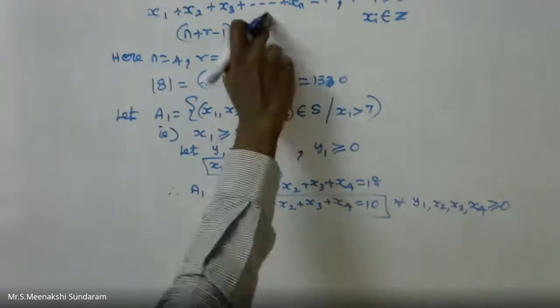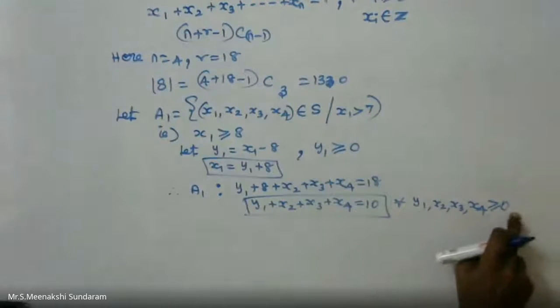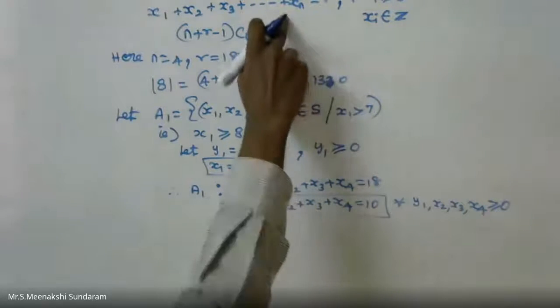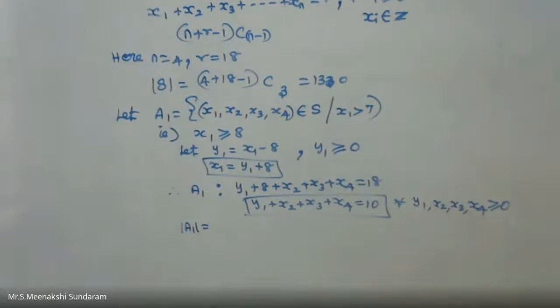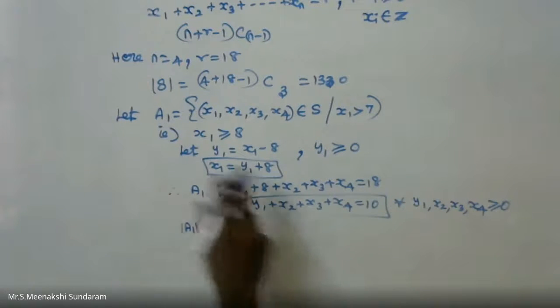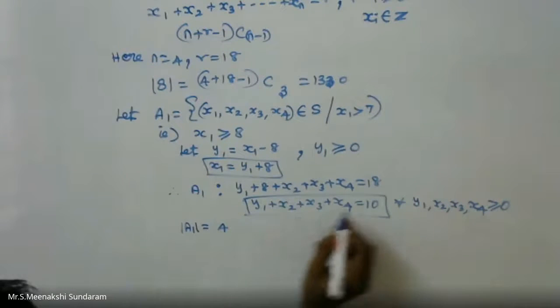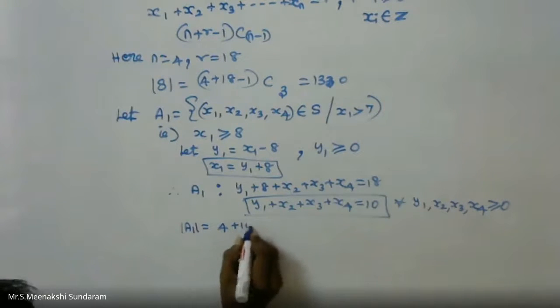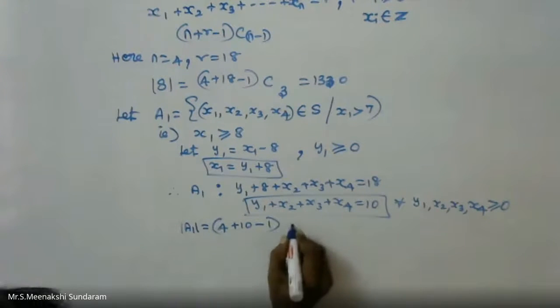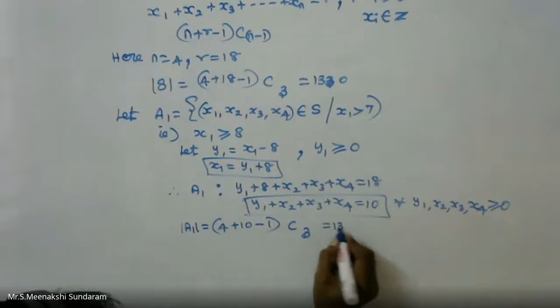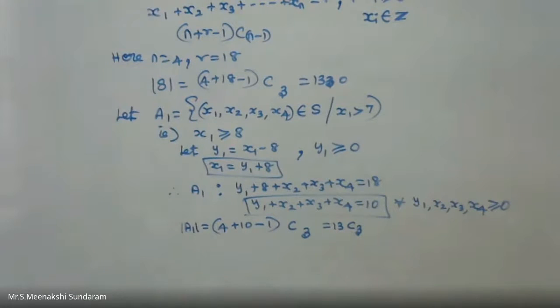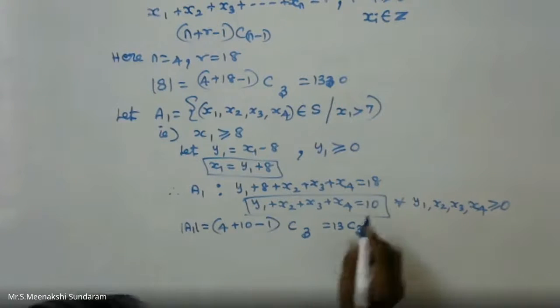Now I can apply this formula, since all are greater than or equal to 0. Applying it here, what is the count of a1? The n value is 4, the r value is 10. So r minus 1 is 9, and n minus 1 is 3. So 13c3. The answer is 13c3. What is the value of 13c3?